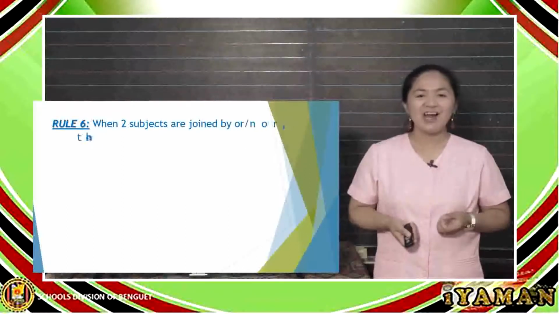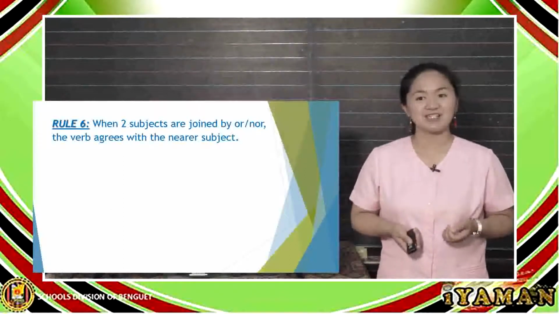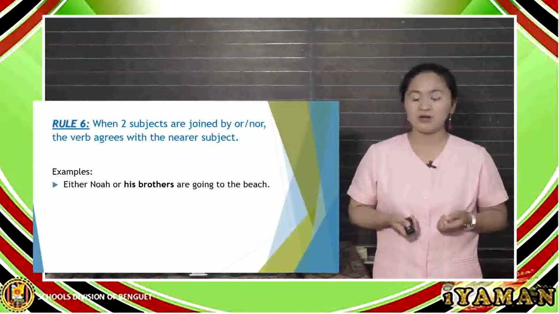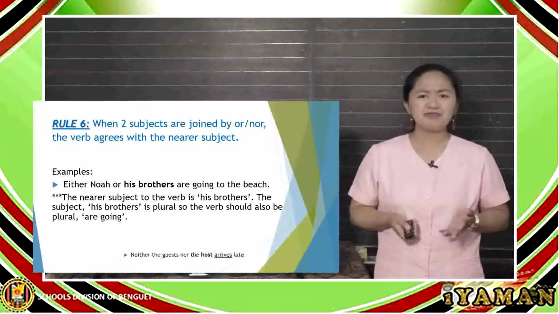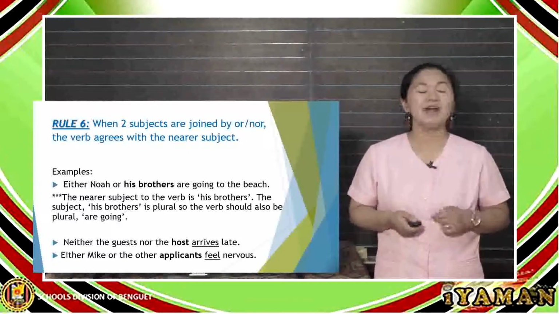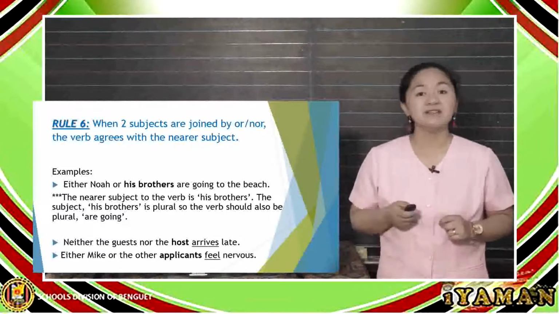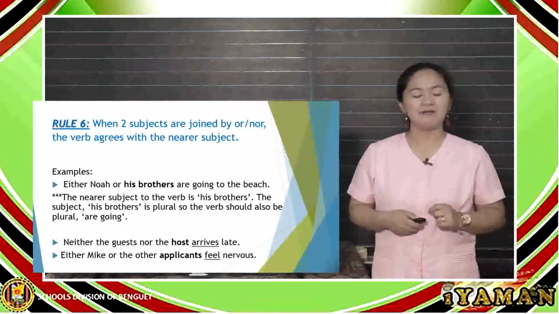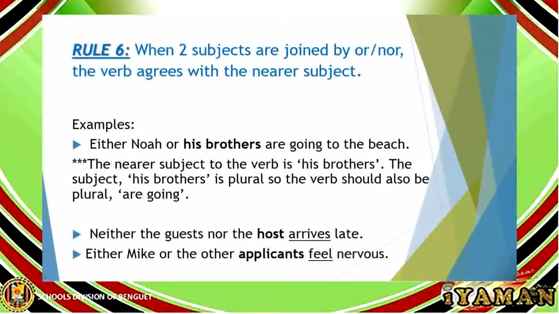Moving on. When two subjects are joined by or nor, the verb agrees with which subject? The verb agrees with the nearer subject. For example, either Noah or his brothers are going to the beach. What are the two subjects? Correct. Noah and his brothers.